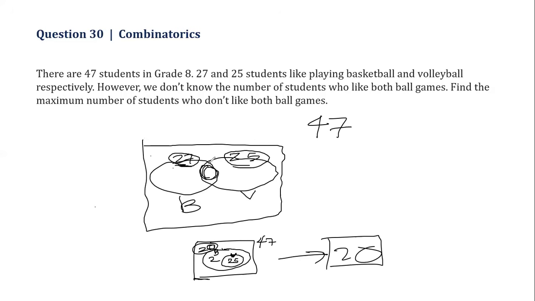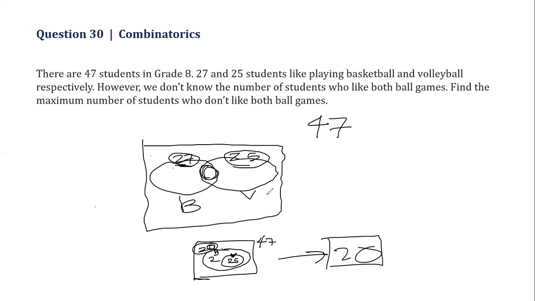If the number of students who like volleyball is 25, there's 25 of them. Yes. So that's 25 students who like both basketball and volleyball. So only 2 students like basketball maybe?